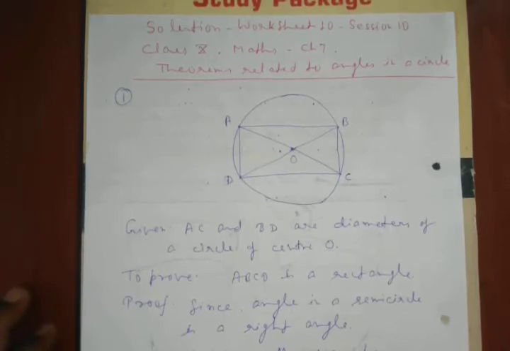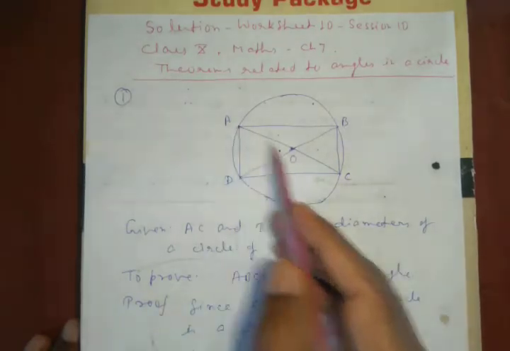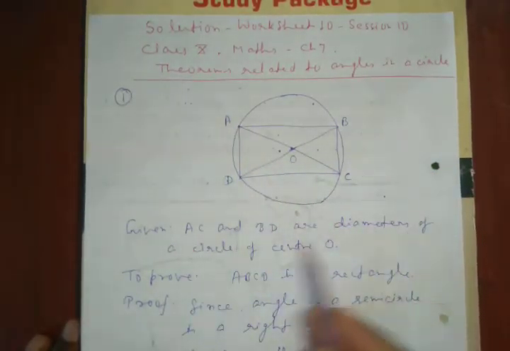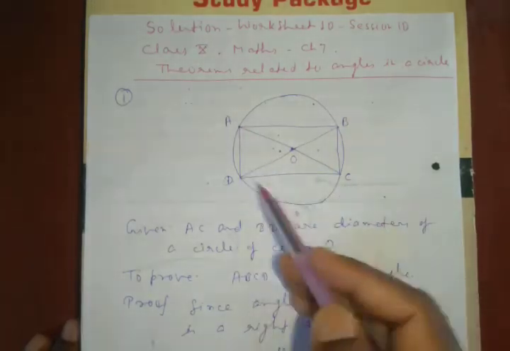This is the solution of worksheet 10 of session 10, class 10, mathematics, chapter 7. In this worksheet, the first question is this. In this first question, we are given AC and BD as the diameters of the circle. Then we have to prove that ABCD is a rectangle.